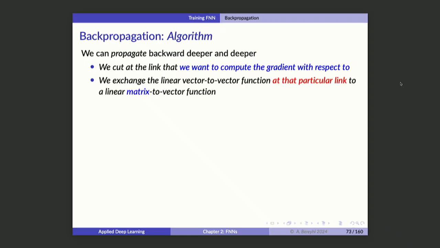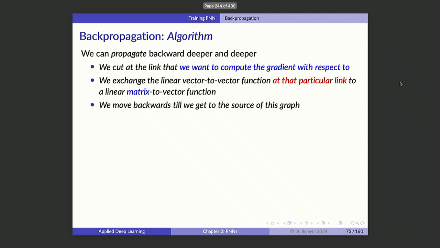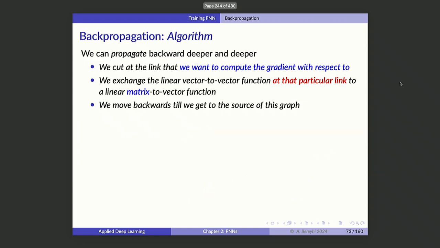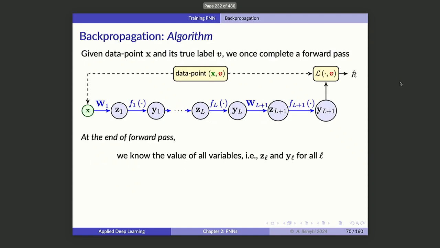So this is always the way that we do it. We just look at the particular weight that we want to compute the gradient with respect to. We cut the link at that point on the computation graph, and then we do that swap, and after that everything is as what I showed you here. So, for example, say I want to compute the gradient with respect to WL. This is what I had up to this point, but now I keep YL as it was before.